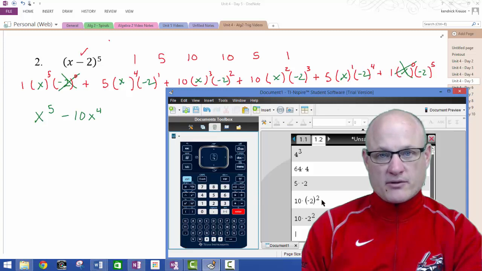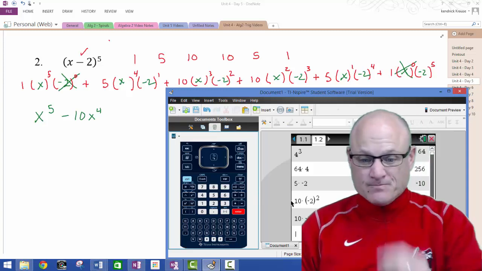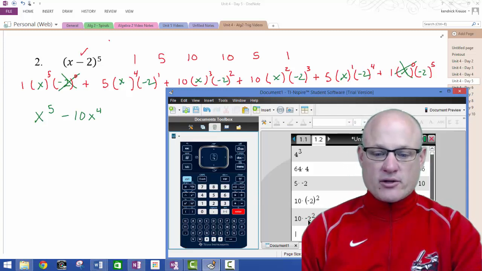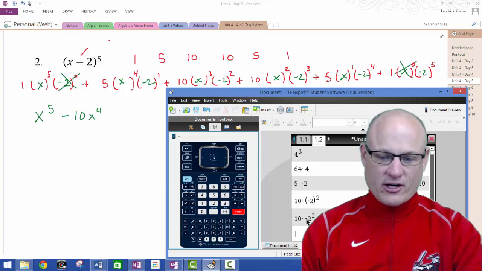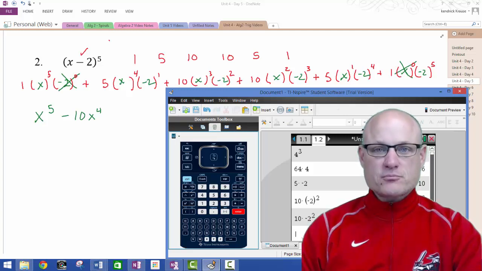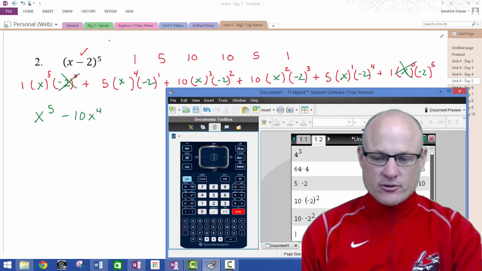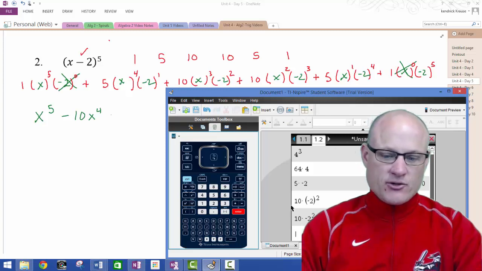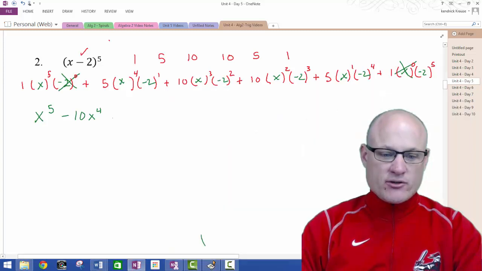Negative 2 squared must get done first. But for some reason, all these Texas Instruments calculators want to do the squared first and then this negative, thinking it's really negative 1 times 2 squared. That's how the algorithm works on this calculator. Well, squared's coming first. But I don't know. So it's positive 40. Notice also when you're dealing with these, you're going to get one positive, one negative, one positive, one negative. So 40 x cubed. Notice the x's are coming down in this one.